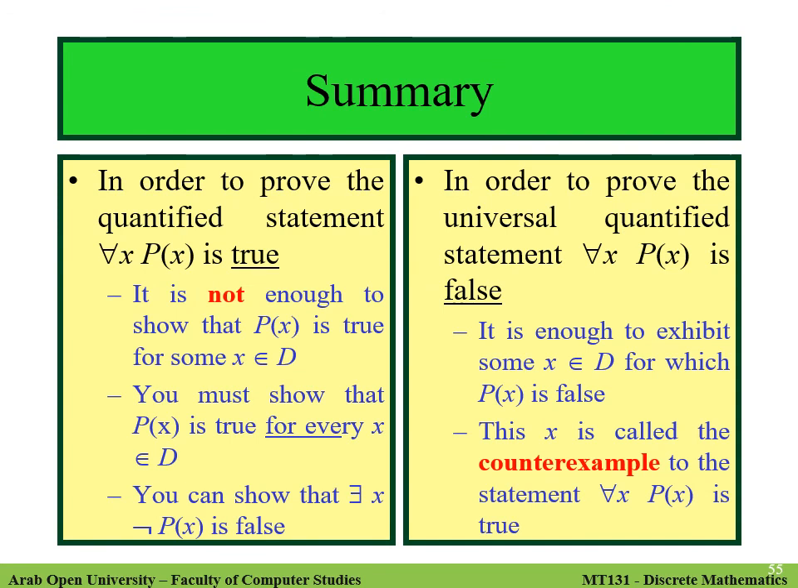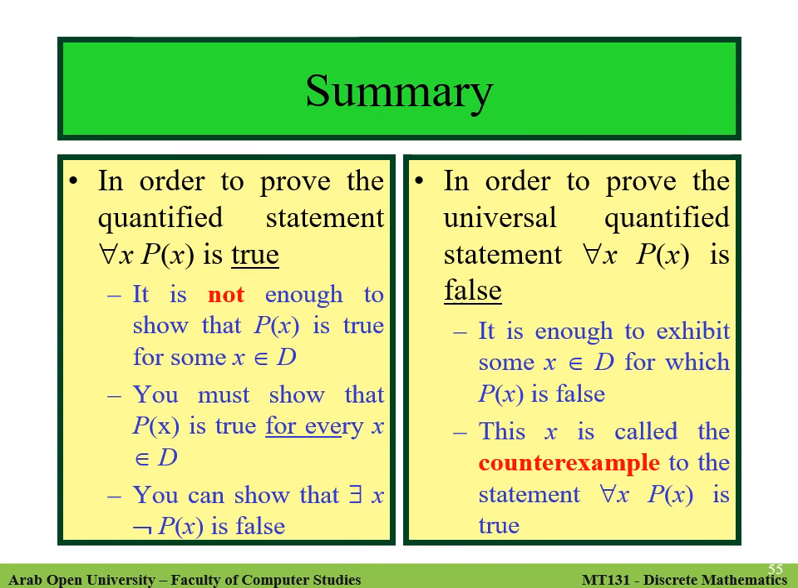Now in summary, with the universal quantification, if you say for all x, P of x, that means P of x must be true for all values in the domain. It's not enough to show that P of x is true for some x, you need to show that it's true for all values in the domain, which is more difficult than proving it's false. To prove it's true, you must prove that it's true for all values x in the domain.